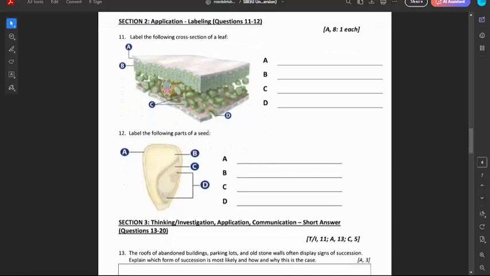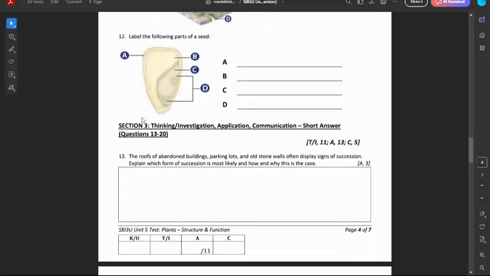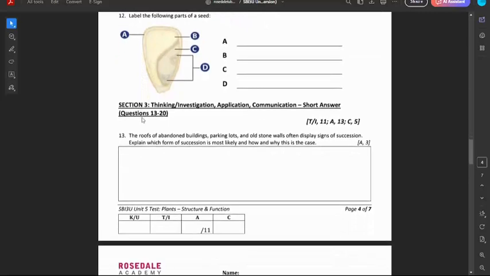Now this we went over slightly. We didn't cover too much of this, but you're likely going to be tested on this. So A is a seed coat, the outer layer. B is the cotyledon, that's the stuff, and hypocotyl is C, and D I think is a radicle. But again, you don't need to know all this. You just need to identify whether the seed is a monocot or dicot. Section 3, thinking.